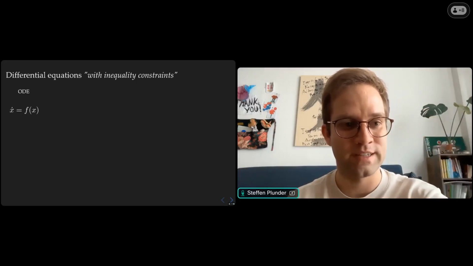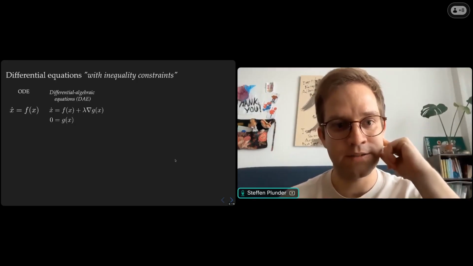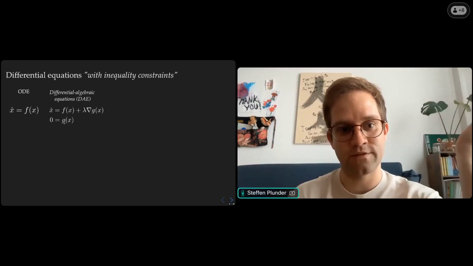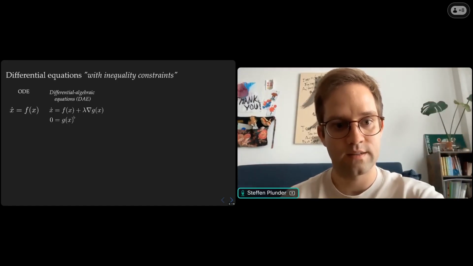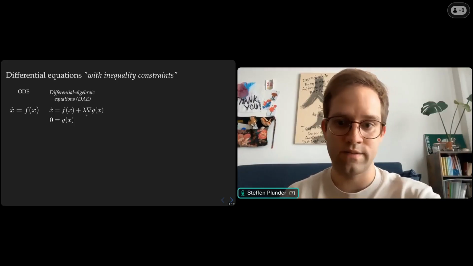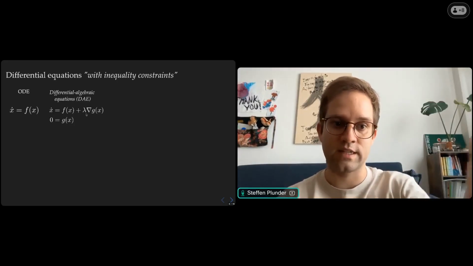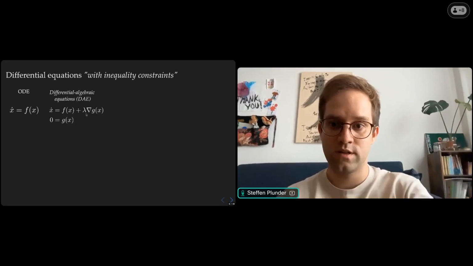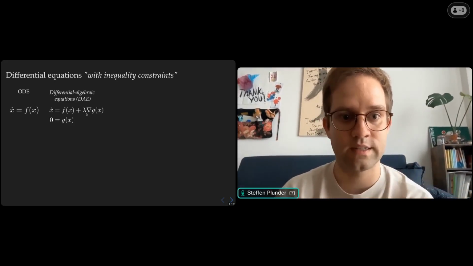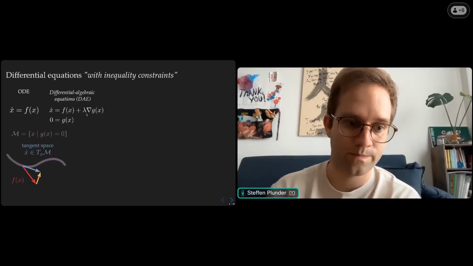These are equations without any constraints. Then differential algebraic equations might be written in this form where we have a constraint function g, and we want it to be 0. But in addition, we need to modify the dynamics so that we stay on the manifold. This means we need, for example, a Lagrange multiplier. And this is for equality constraints.